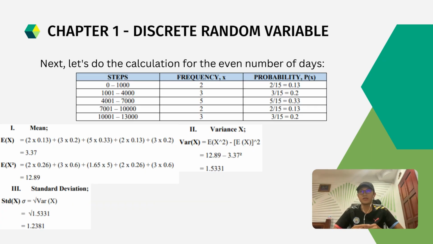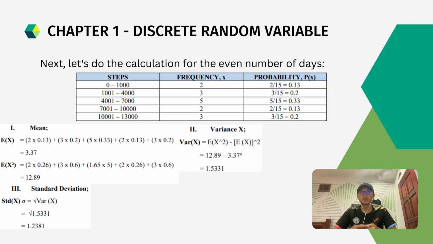1.5251. For EX, 2 times 0.13 plus 3 times 0.2 combined with 5 times 0.33 plus 2 times 0.13 plus 3 times 0.2, we will get 3.37. And from the calculation above, 0.26 times 2, 0.6 times 3, 1.65 times 5, 2 times 0.26, 0.6 times 3, combine them all and we will get 12.89.